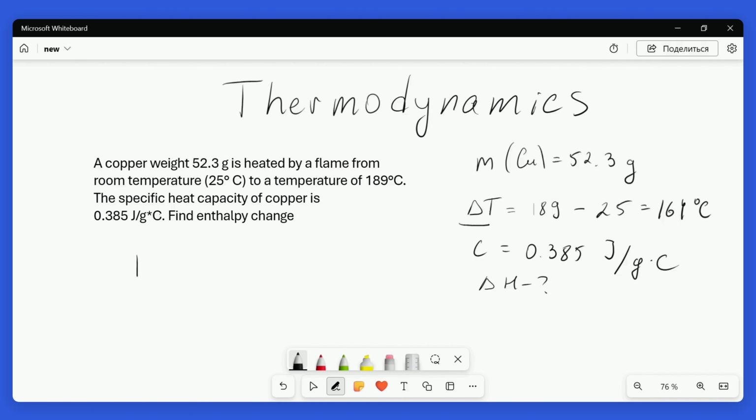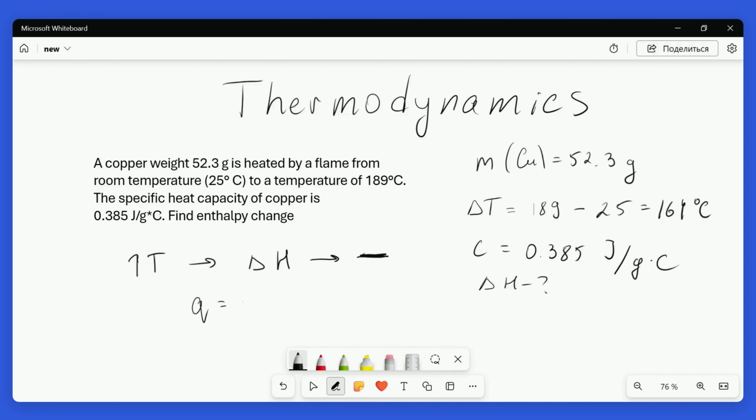This would have temperature changing from 25 to 189. That means we increase the temperature. Therefore, delta H will be negative. Negative sign. Why is it going to be negative? Because it's an exothermic reaction. Because we are giving away the energy. The system does not require the energy, the temperature, right? In this case, it produces the energy. That's why it's an exothermic reaction.